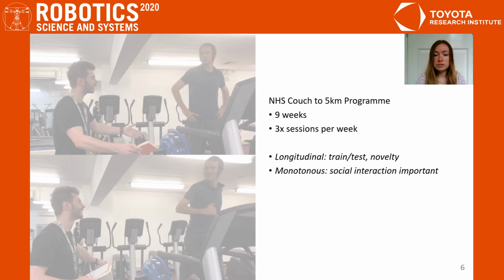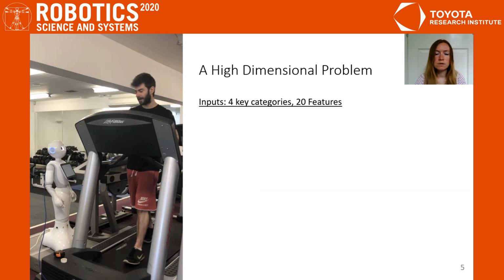We apply this approach to design of a robot fitness coach to support the NHS Couch-to-5K programme, a longitudinal, monotonous exercise programme where social interaction is going to be vital to keeping people engaged. We suggest there are 4 key categories of input data a socially assistive robot might consider.